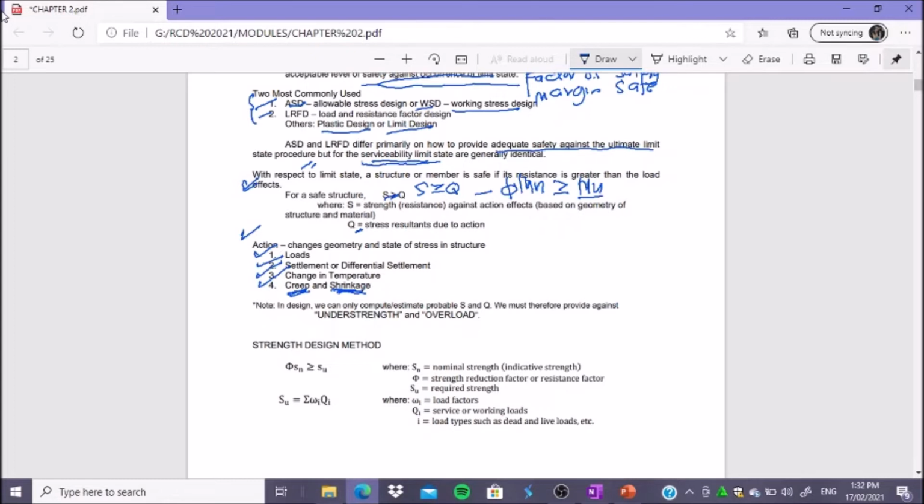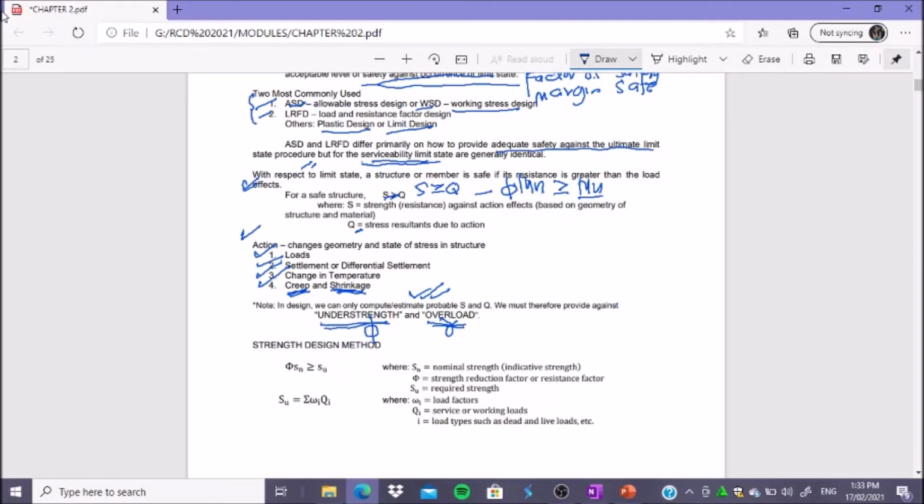Nasabi dito, in design, we can only compute, estimate probable S and Q. That is totoo kasi hindi talaga natin ma-exact yan. So estimate lang yan. But sabi dito, we must therefore provide against understrength and overload. Okay, sinabi ko na ito before sa chapter 1, yung understrength. Actually, nag-understrength tayo, kaya naglalagay tayo ng phi. Then ito naman na overload, this is the load factor. Load factor. Kung baga yung load, dinadagdagan natin, pero yung strength binabawasan. Okay, I have already discussed it.